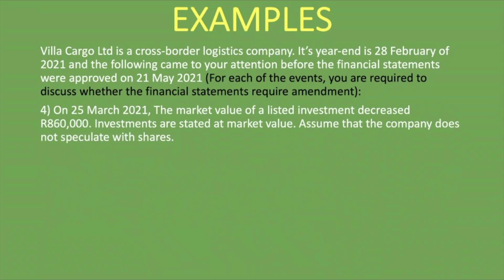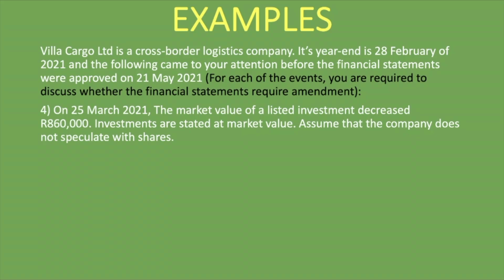On the 25th of March 2021, again, in between the two dates, the end of the reporting period and the date when the financial statements were approved for issue, the market value of a listed investment decreased by 860,000 rand. Investments are stated at market value. Assume that the company does not speculate with shares. What do you do with this one here? Well, you can again pause and try it, and then you can come back and follow our explanation. Well, we explained this when we looked at our theory. We said that if there's a change in market value in our investments, then this is an event that occurred after the reporting period. That means that it's a non-adjusting event.